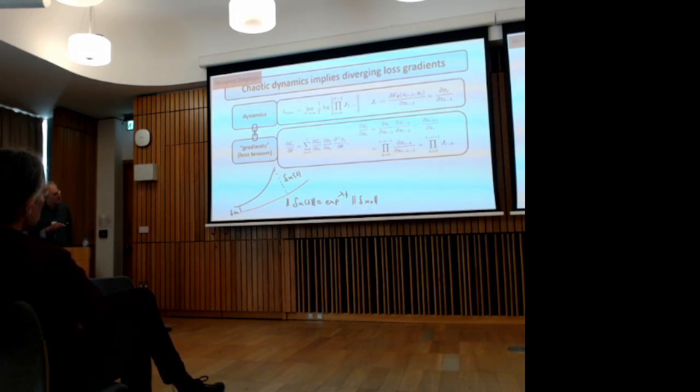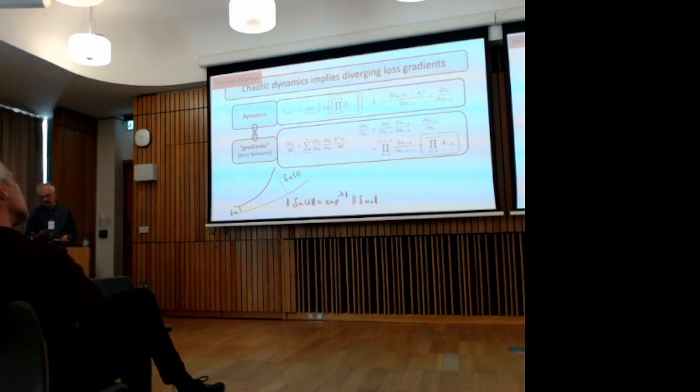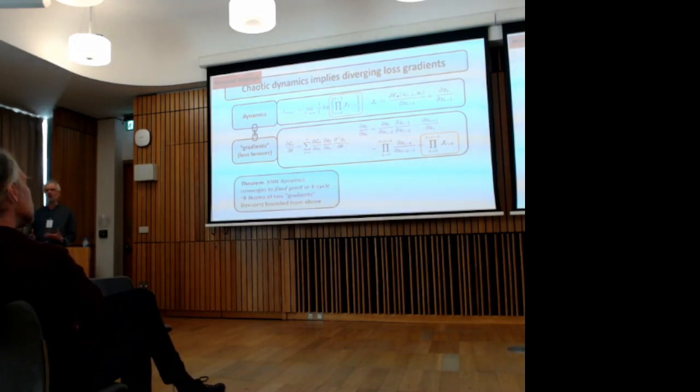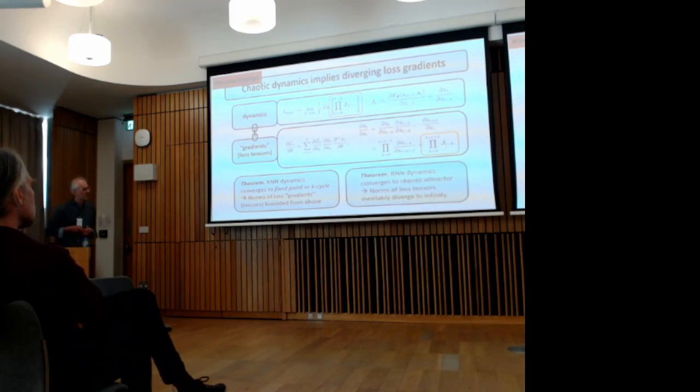So basically this is the term we had before. The series of Jacobians that describes the dynamics of my underlying dynamical system, you also find reoccurs in the derivation of your loss gradients. And this link has some implications. For instance, based on that, you can prove that whenever your recurrent neural network dynamics converges to a cycle or fixed point, the norms of your loss gradients will be bounded from above. However, if it converges to a chaotic attractor, it will inevitably diverge.